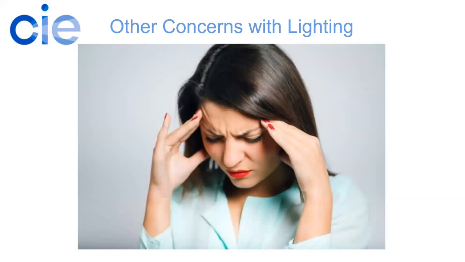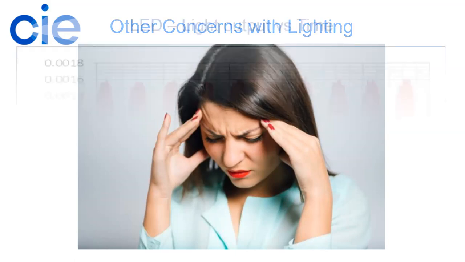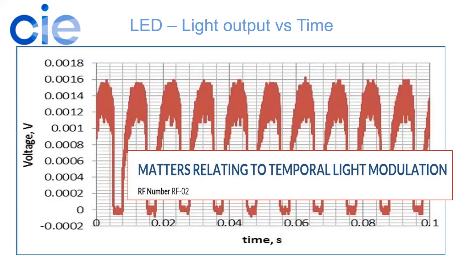There are a couple of other concerns with lighting, which I'm going to finish up with, but hopefully they'll be the subject of other presentations later. One is people who suffer from headaches and migraine, which they attribute to light sources. We think this is due to temporal light modulation, or flicker. In Europe, it'll be 100 hertz, and in the US and Japan, 120 hertz, so twice the mains frequency. We don't yet know enough about this to give advice other than to say you probably shouldn't have flickering light. And CIE has a research forum, RF2, that's looking at matters relating to temporal light modulation, which you can ask to join if you have something to contribute to the discussion.